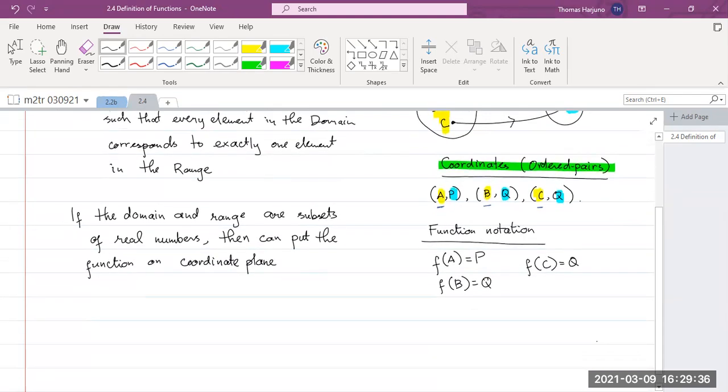Okay, so for example, we have example 1. Let f(x) equal 2x minus 1. So if we try to see this from the mapping point of view, if the input is x, then the output is 2x minus 1.